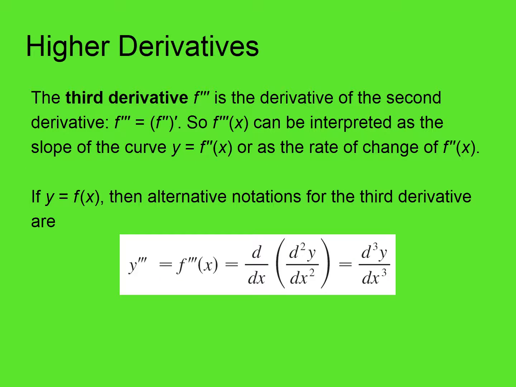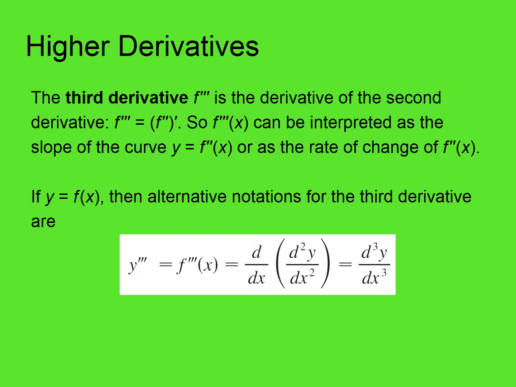Okay, third derivative. What about that? We're starting to get out of the range in which our intuitions can help us understand this, and it begins to become more abstract, but that's okay. It doesn't make the math a lot harder. The third derivative, f triple prime, is the derivative of the second derivative. So f triple prime is f double prime prime.